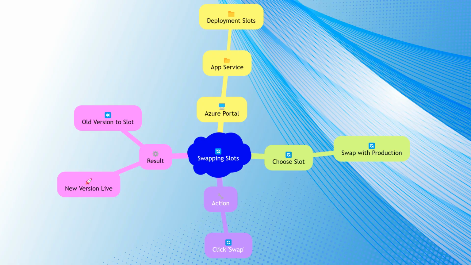Swapping slots is a straightforward process. In the Azure portal, go to your app service and select Deployment Slots. Choose the slot you want to swap with the production slot and click Swap. This action exchanges the content and configuration settings of the two slots, making the new version live while the old version moves to the slot.